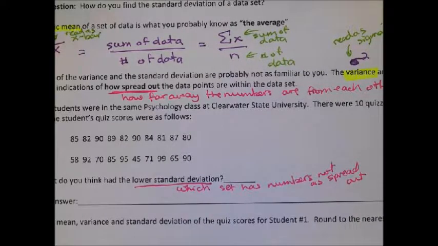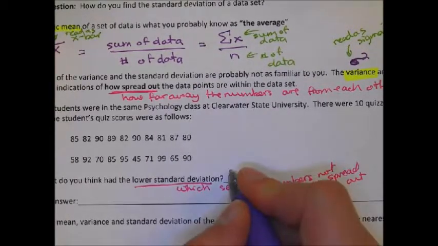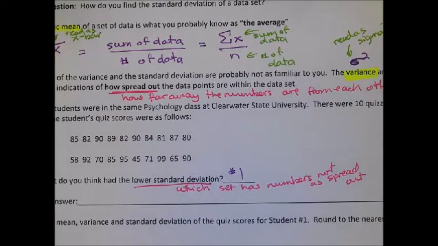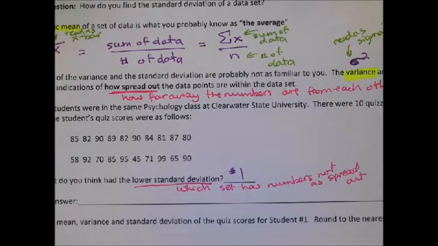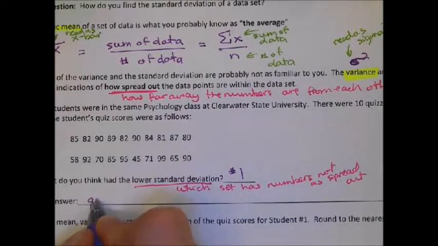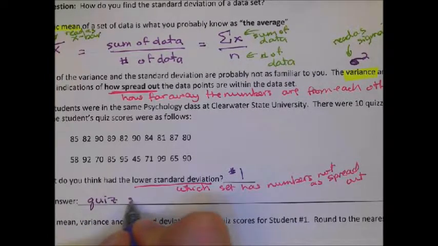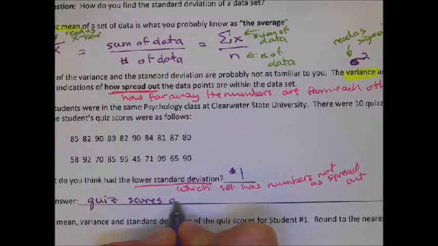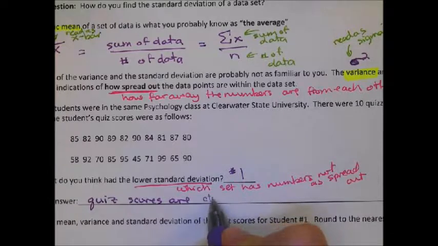And hopefully you're thinking that student 1, and the justification is that the quiz scores are closer together.